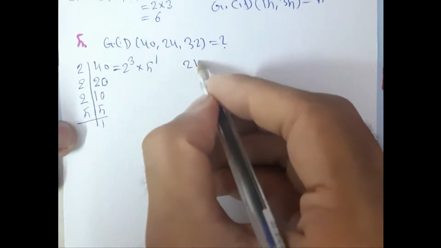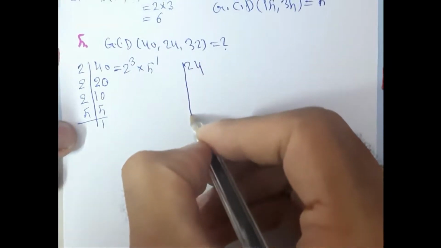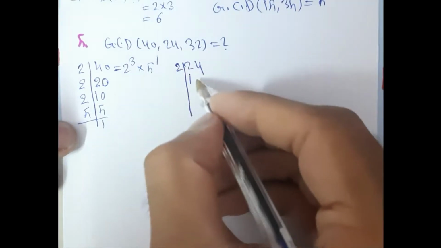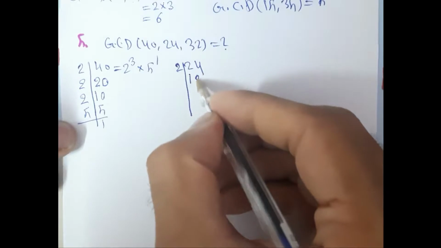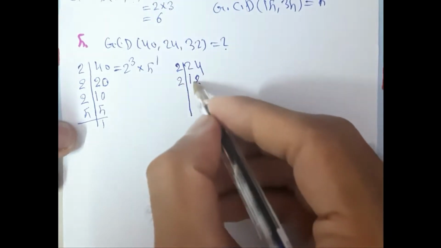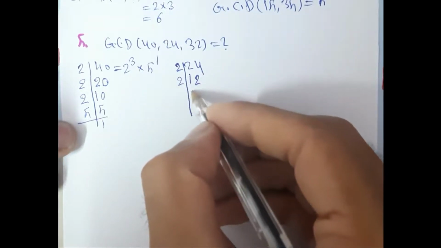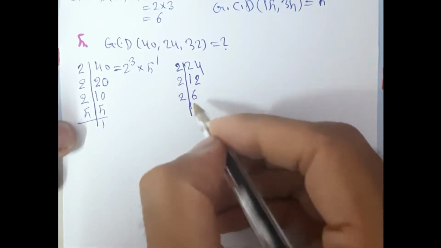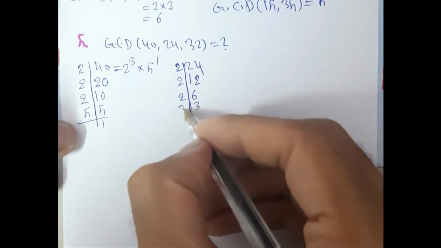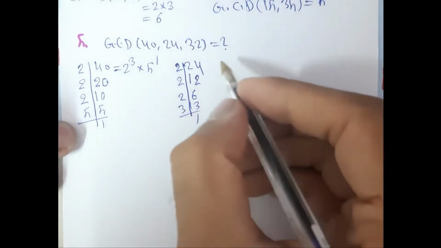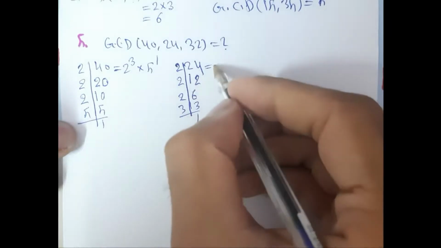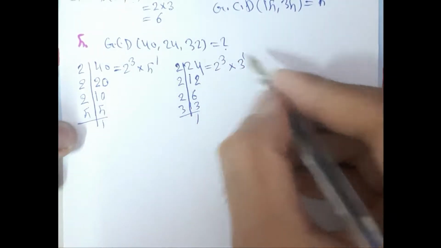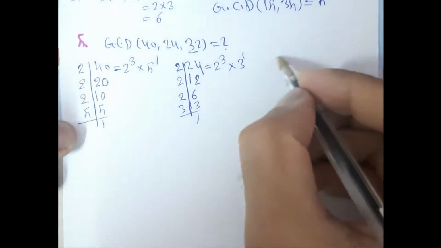Also 24 divided by 2. 2 divided by 2 is 1. 4 divided by 2 is 2. 12 divided by 2 is 6. 6 divided by 2 is 3. 3 divided by 3 is 1. It is equal to 2 power 3 times 3 power 1. Next number, 32.